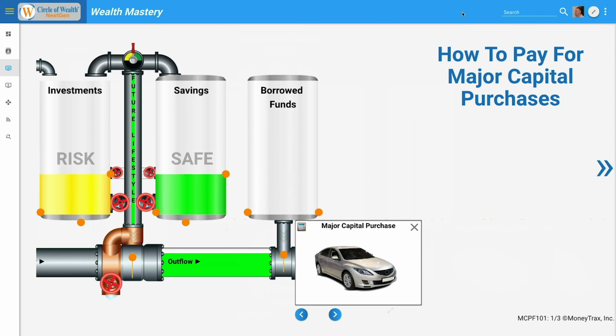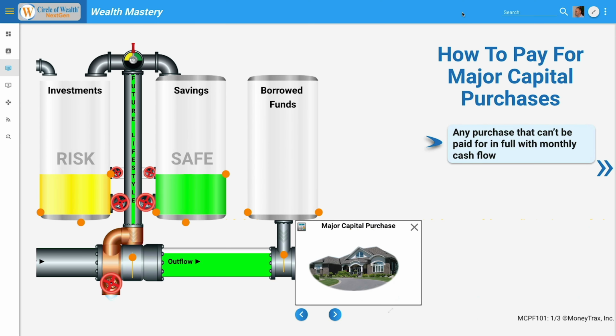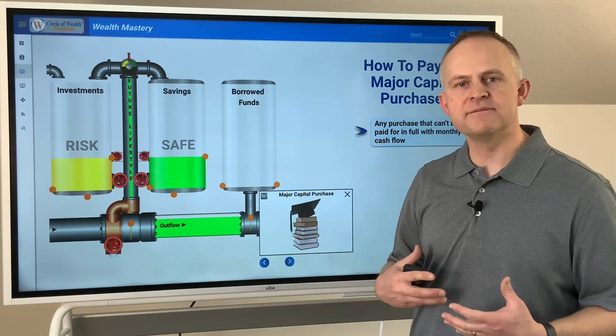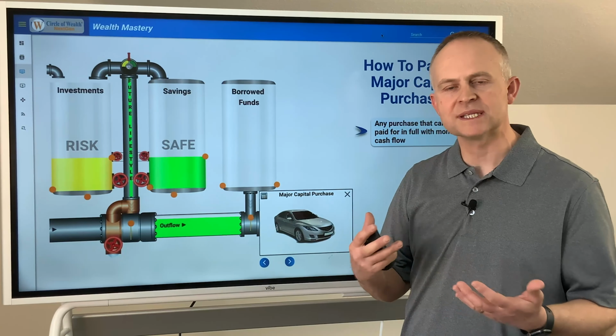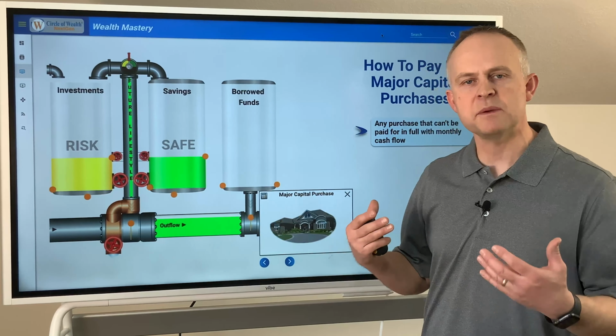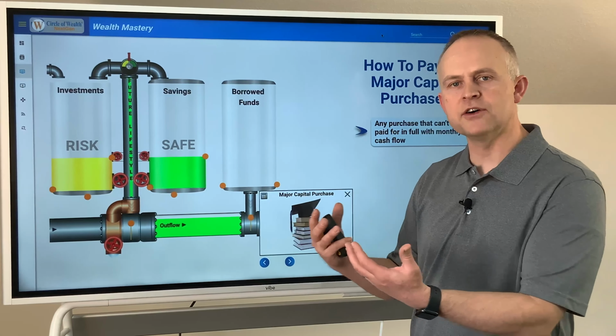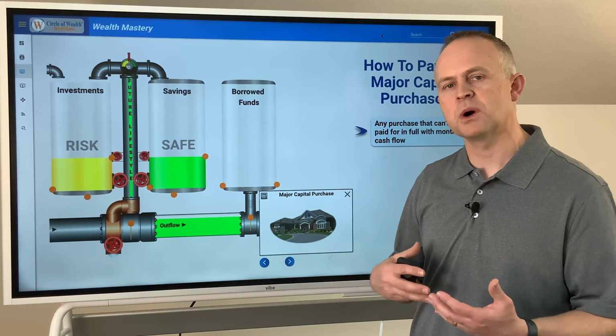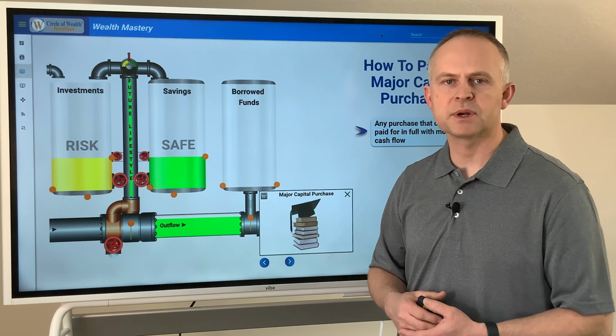All right. Now, first of all, what is it? Well, it's anything that we can't pay for through monthly cash flow. Most commonly would be cars, weddings, college, maybe an investment in real estate or a business of some sort, or whatever the case may be, but it's a large chunk of money, maybe a down payment on your first house. Something like that is what we would call a major capital purchase.